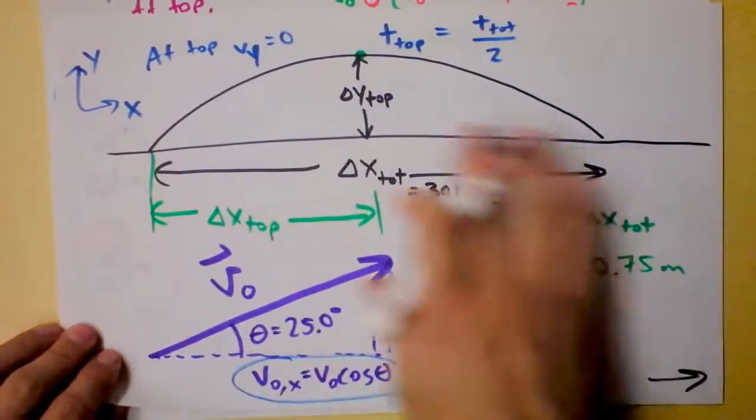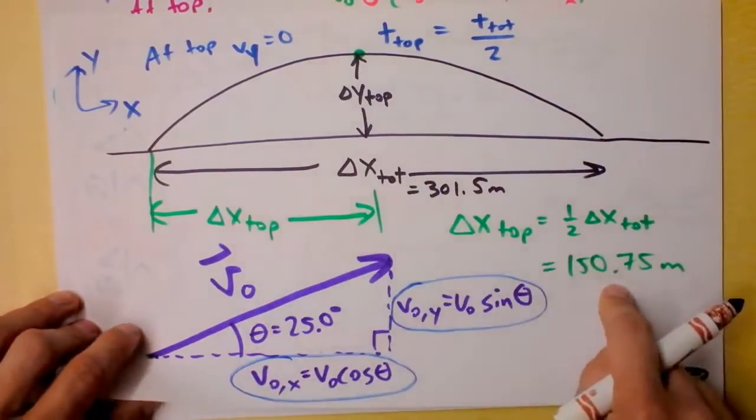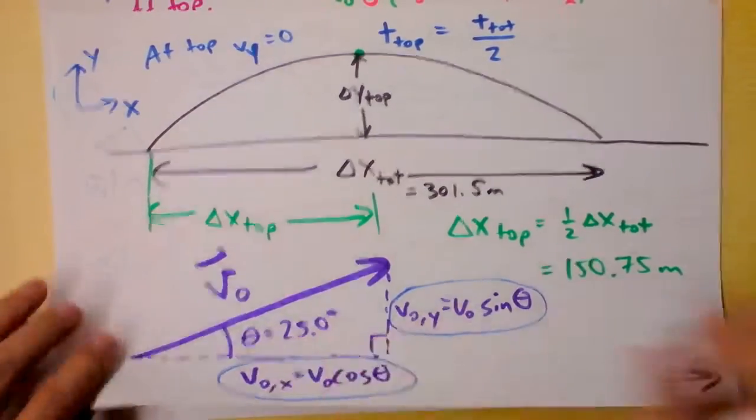Now look where we've been, people. We started by drawing ourselves a nice sketch. We understood what was happening. We know delta x at the top is 150.75 meters. We know theta is 25 degrees.